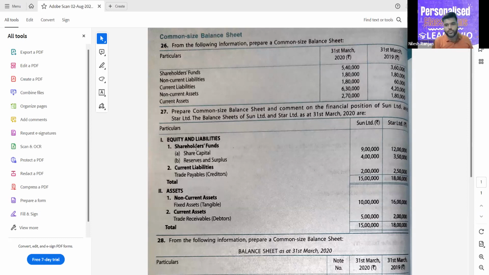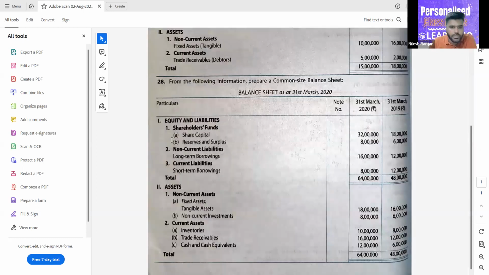Yes, question number 28 is complete. So we will discuss question number 28 here. From the following information, prepare a common size balance sheet. Okay. So please read the question.